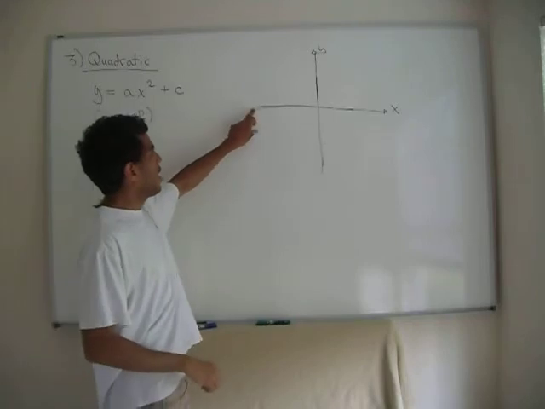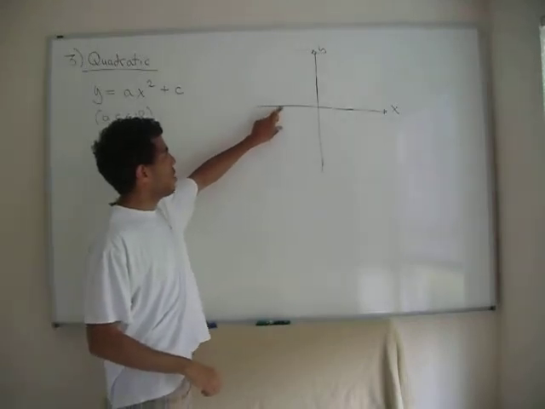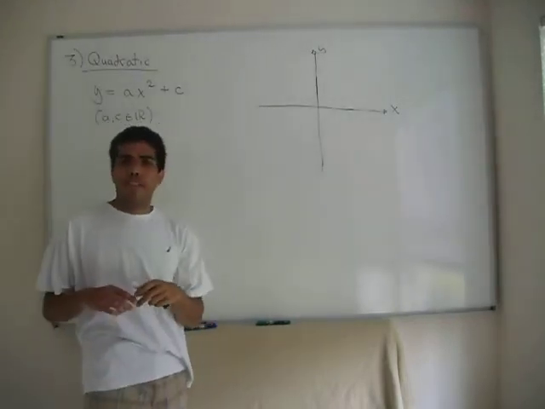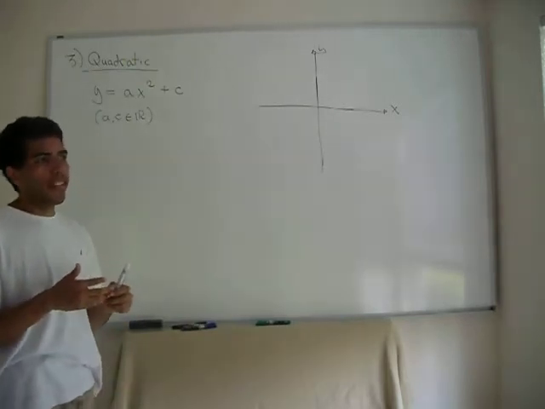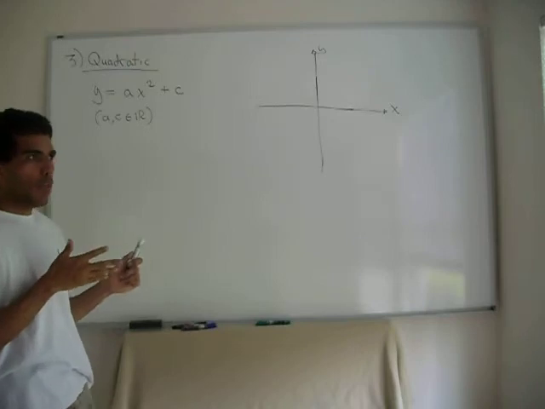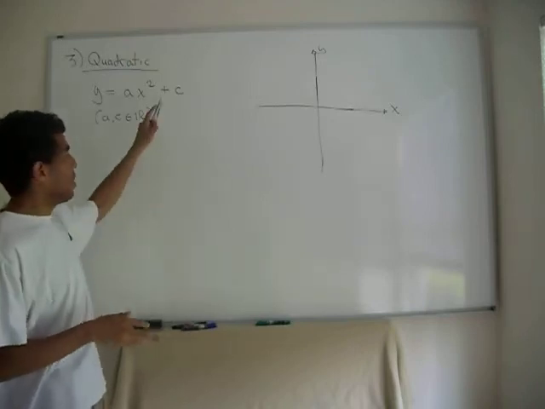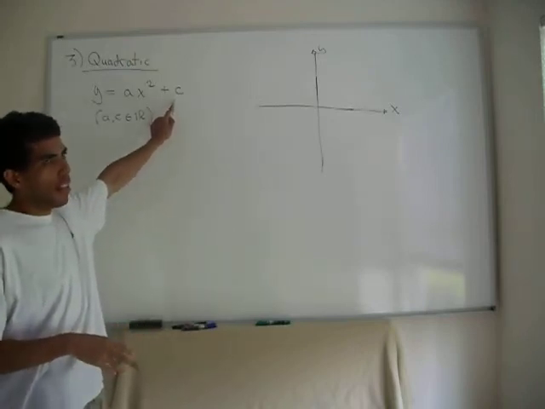Remember how we had in linear functions the expression y equals mx plus b, and b represented the cut with the y-axis? Well, in quadratic equations we are going to have that as well, and that's going to be represented by the c, which is a constant.